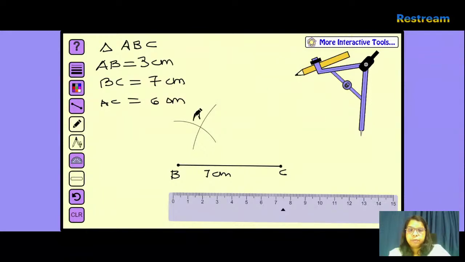Okay, all I have to do is now take a line and join this point and join this point. And then again, like what we did for BC, we have to write it. This is 3 centimeters and this is 6 centimeters. Okay, so this is how you draw your triangle.